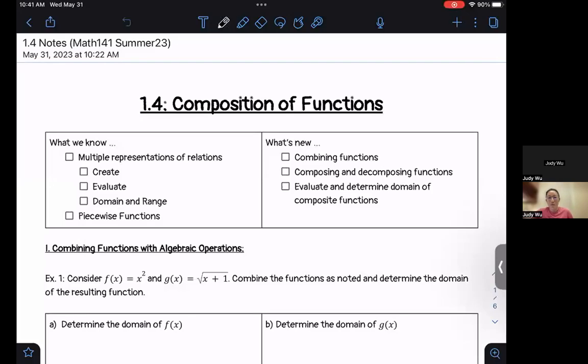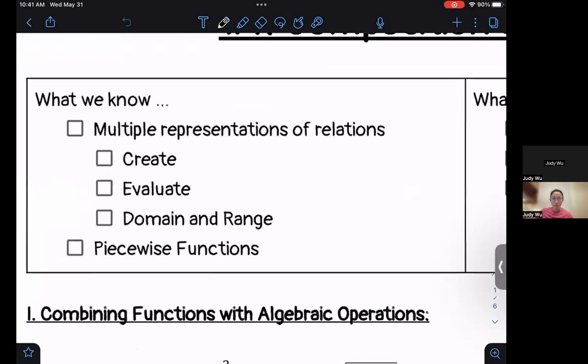Hi, folks. Welcome to 1.4 Compositions of Functions. We're going to start this section with a "what we know," and the what we know covers the content from 1.1 and 1.2. So far in this chapter, we've learned about multiple representations of relations.